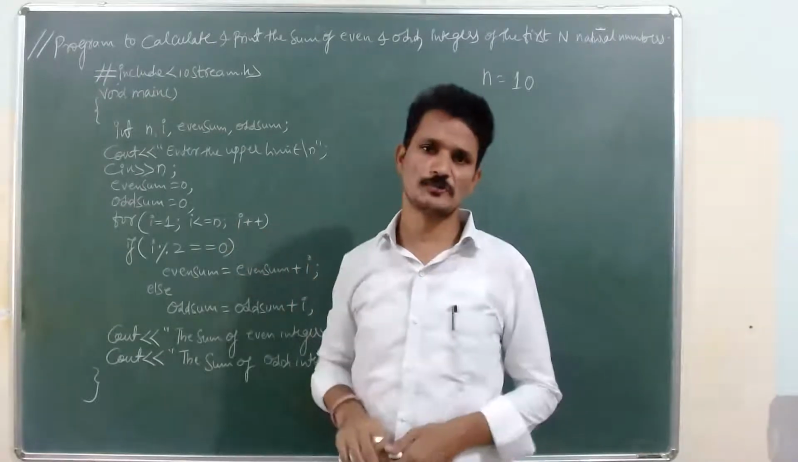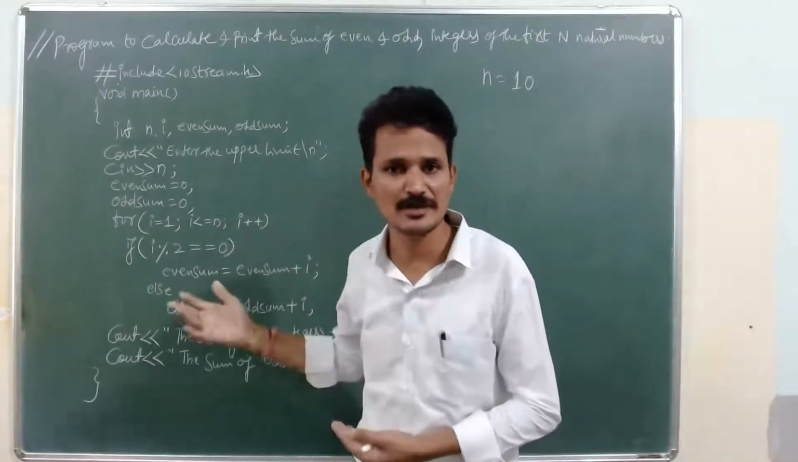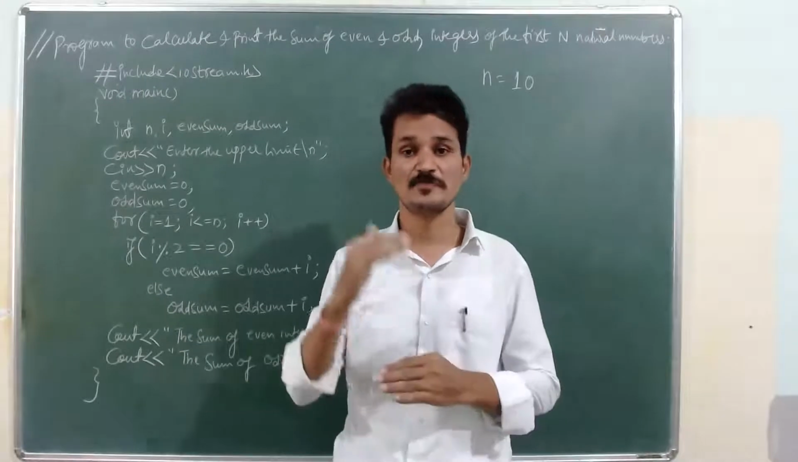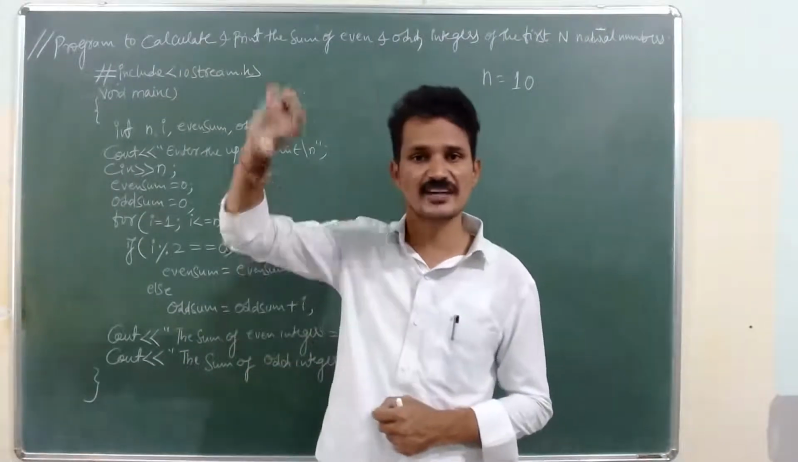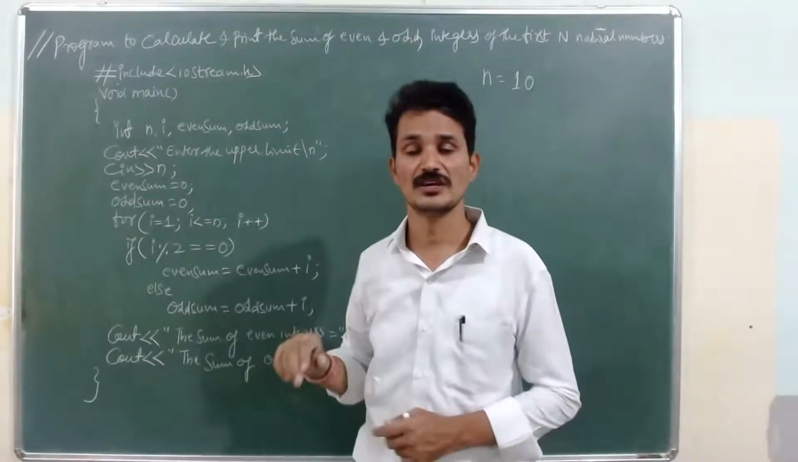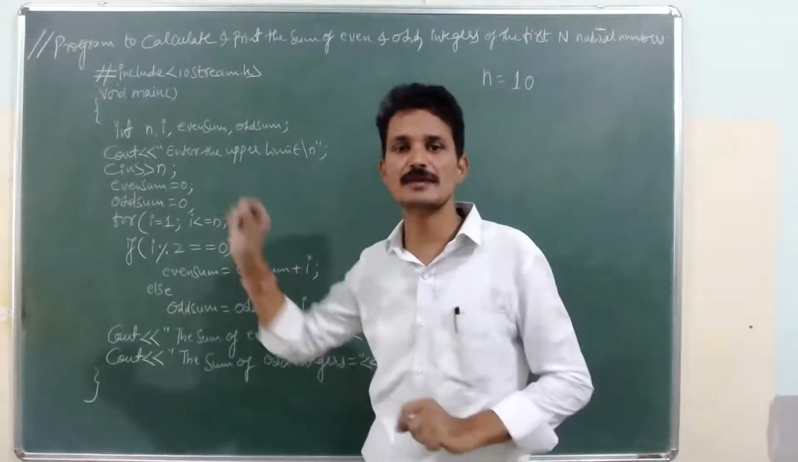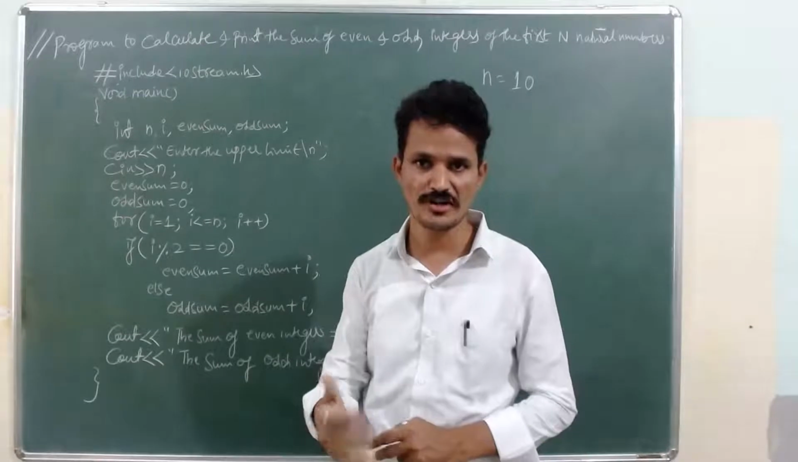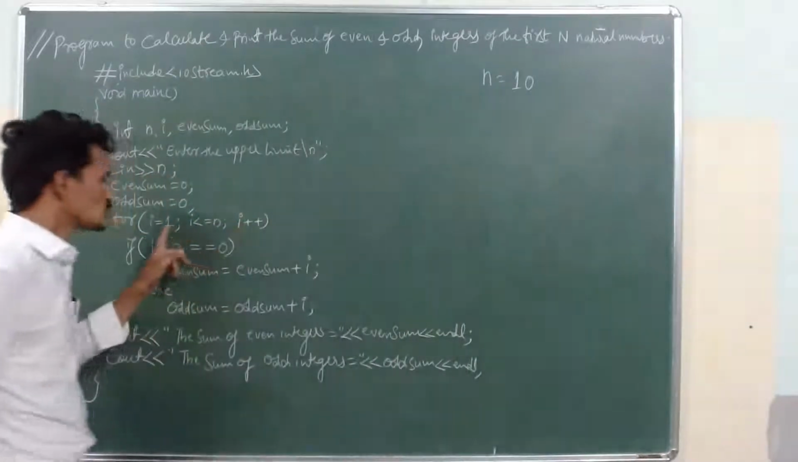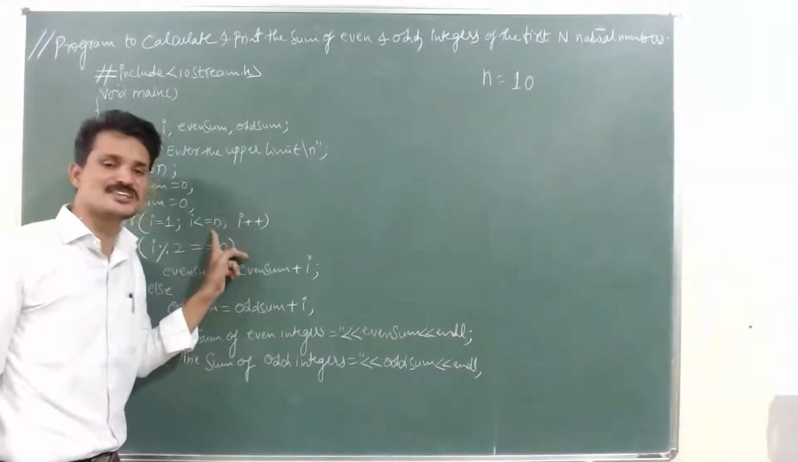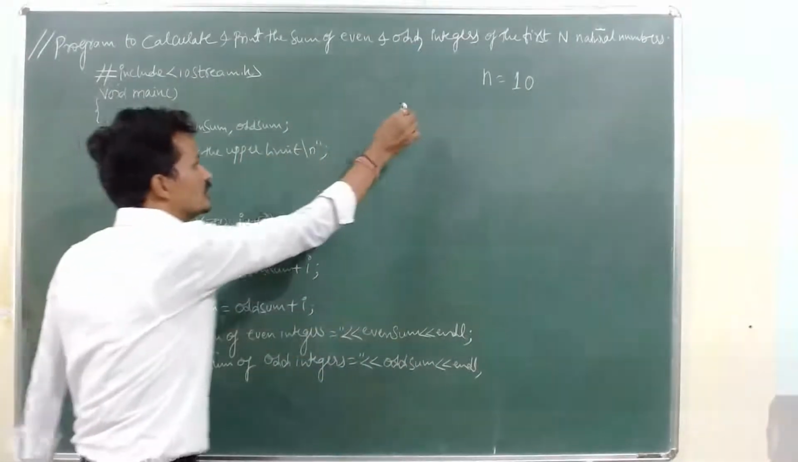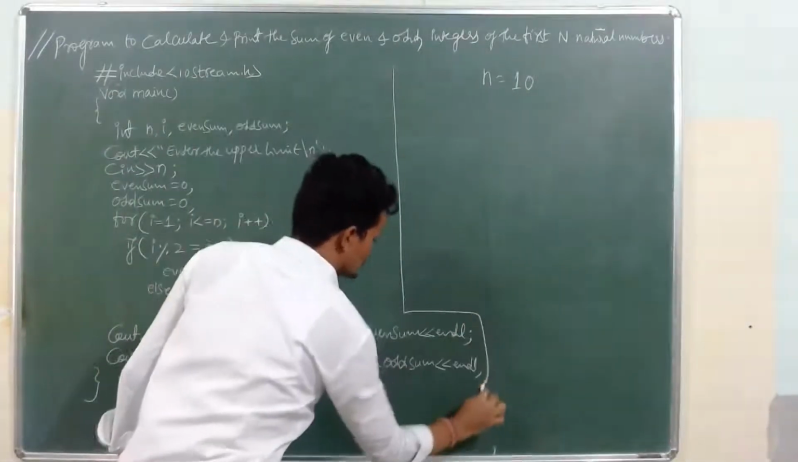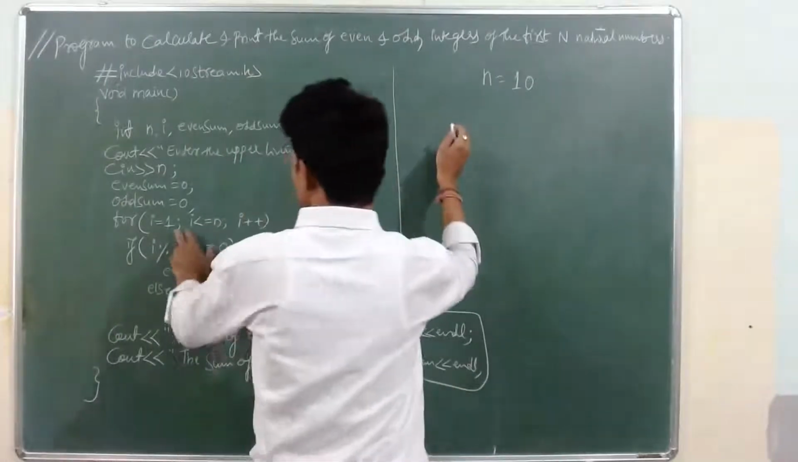It all depends upon the program. Sometimes I may use i++, sometimes i--. It all depends upon the type of program. Sometimes I may increment the value, sometimes I may decrement the value. Got the point? Fine. So i is equal to 1, i is less than or equal to n. What is the value of n? 10.